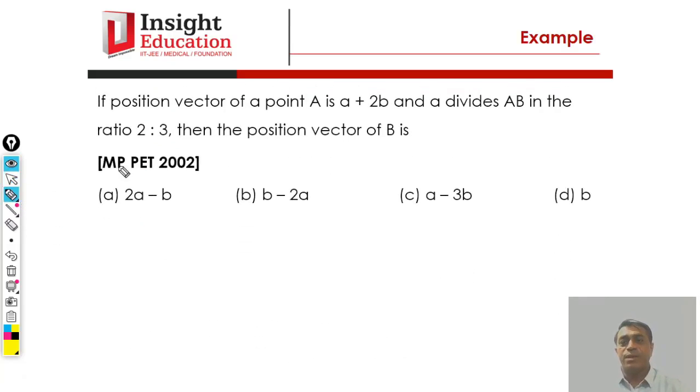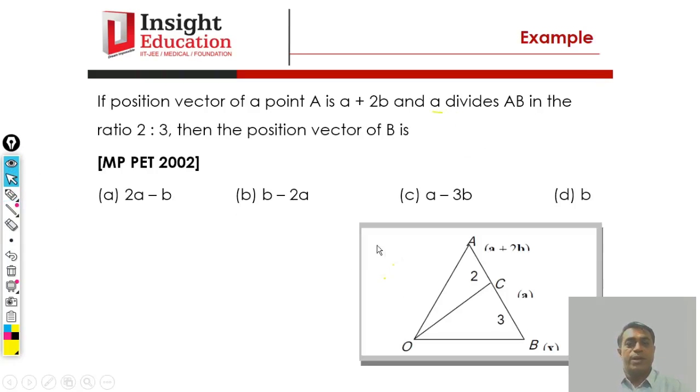So first example: the position vector of a point A is a plus 2b, and another point C divides AB in the ratio of 2 is to 3. Let us directly see the figure. So the position vector of point A is a plus 2b, and another vector, that is OC, you can say a, divides AB in the ratio of 2 is to 3. Then find the position vector of B.